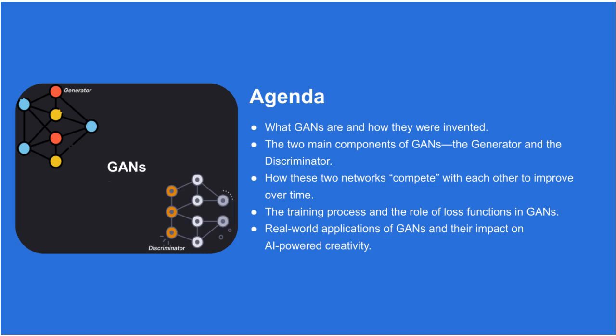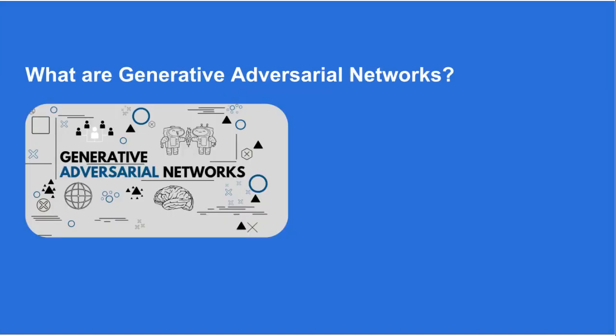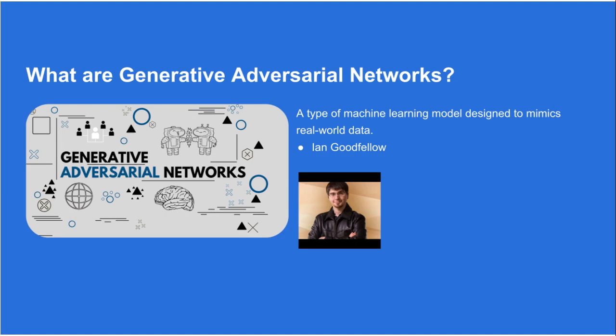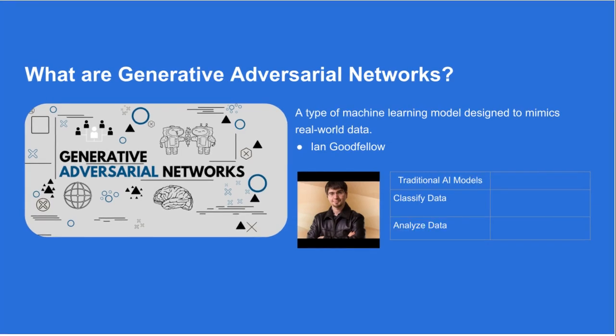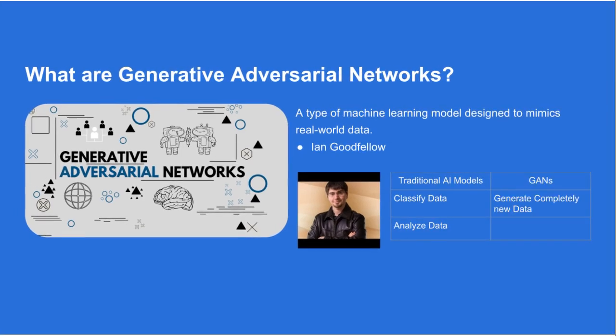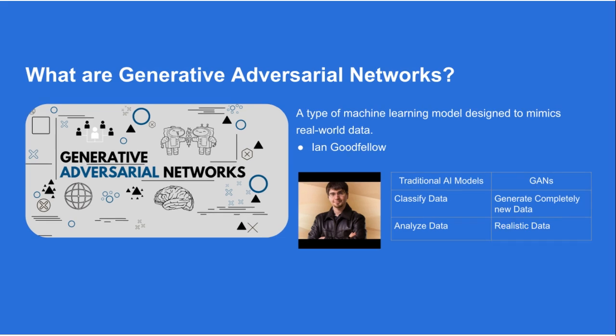So, let's dive in. What are generative adversarial networks? GANs are a type of machine learning model designed to generate new realistic data that mimics real-world data. They were first introduced by Ian Goodfellow and his team in 2014, and since then, they've transformed how AI creates images, videos, music, and even deepfake content. Unlike traditional AI models that classify or analyze data, GANs are used for generating completely new data, whether that's a realistic human face, a new type of music, or even a photorealistic scene that never existed before.